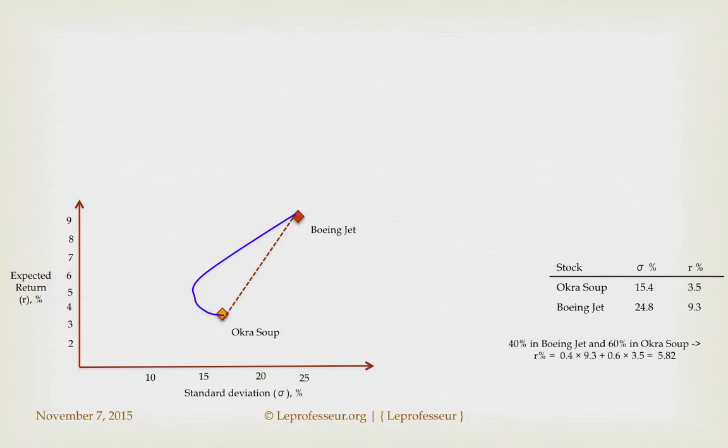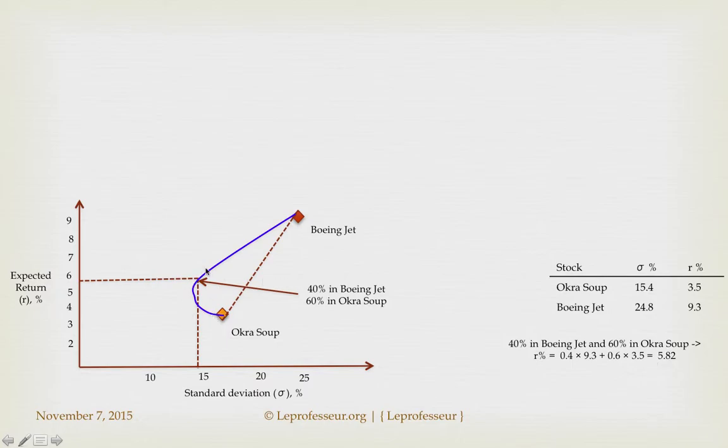Let's say we put 40% of our wealth in Boeing Jet and 60% in Okra Soup. What would our return be? It's very simple. Our return would be 0.4 multiplied by 9.3, the return of Boeing Jet, plus 0.6 multiplied by 3.5 for Okra Soup, which is 5.6. So let's plot a line. The 5.6 line will hit this curve at this spot, and then we draw a vertical line down to the x-axis, which is the standard deviation. So you see that at this point you are intersecting the curve. That basically tells us that if you mix in that ratio, your return would be that much.